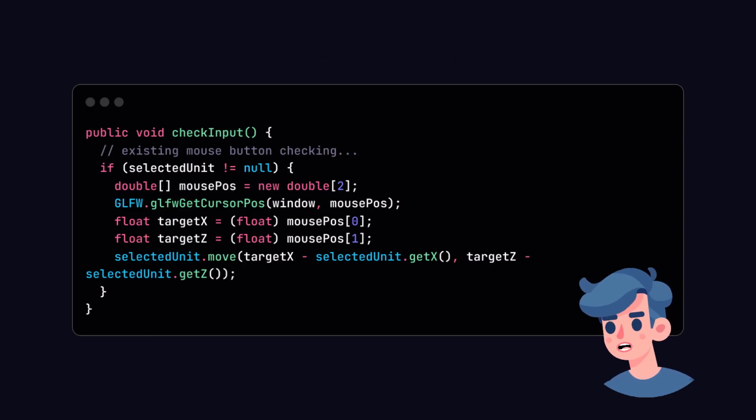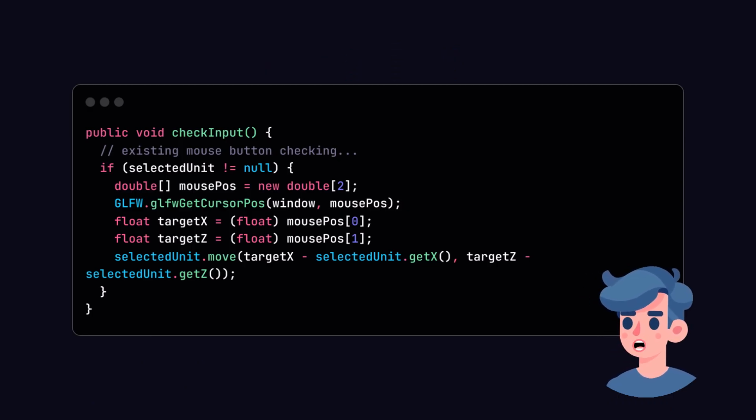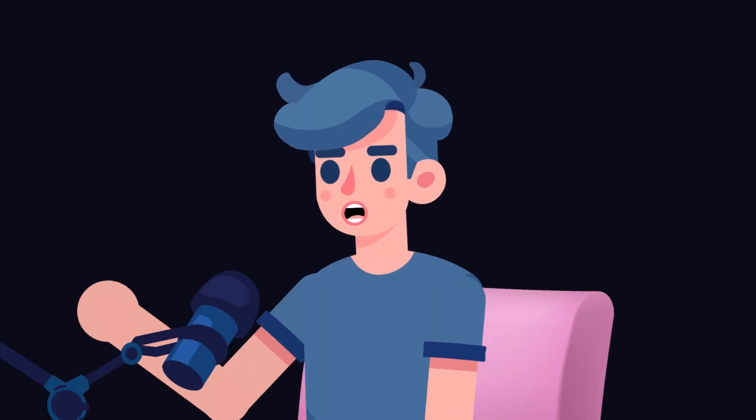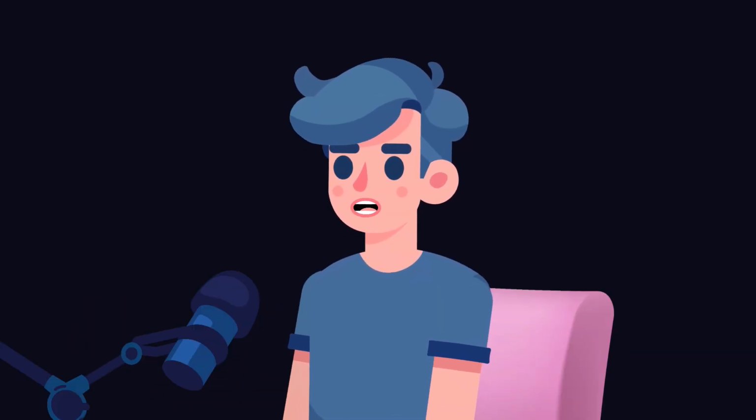As for issuing movement commands, we can extend our check-input method to handle mouse position and move the selected unit when a destination is clicked. This snippet updates the selected unit's position based on where the player clicks the mouse on the window. Implement this, and you should be able to control your unit's movements with clicks.